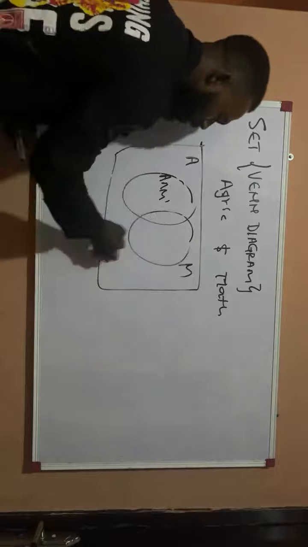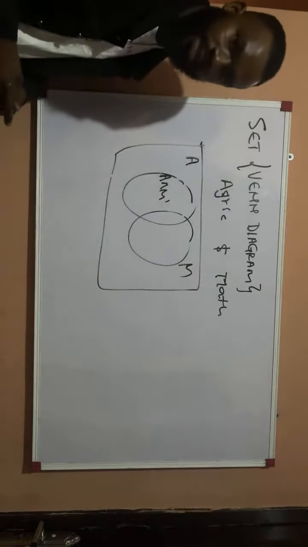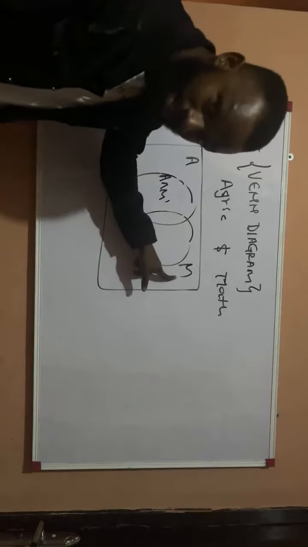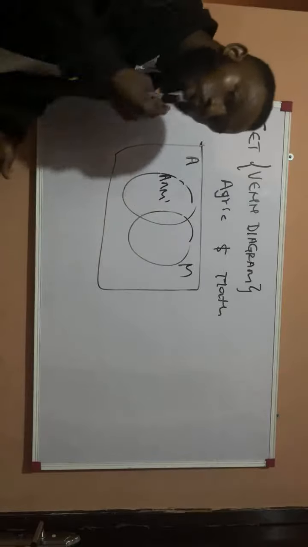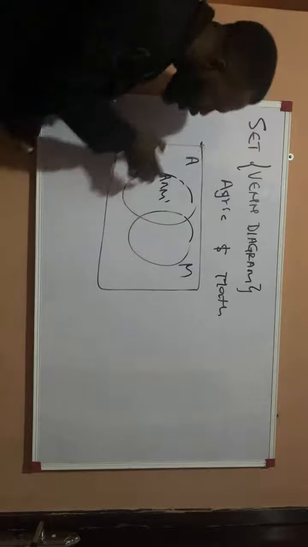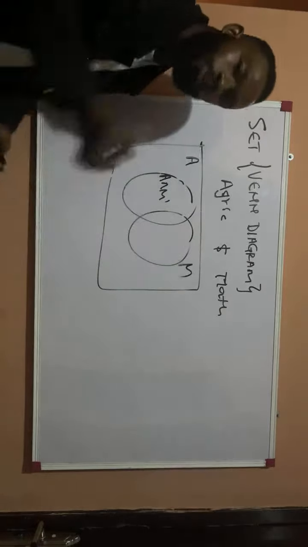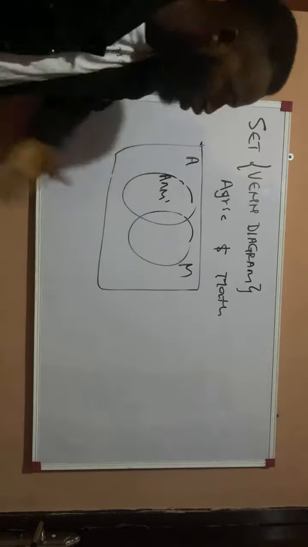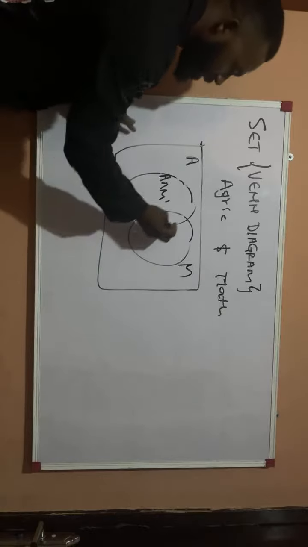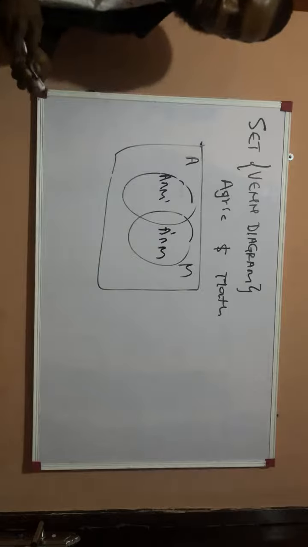Now, also this circle here represents the total number of students that offer mathematics. There is a great difference between students that offer mathematics and students that offer only mathematics. Like I said, students that offer only mathematics don't offer Greek at all. But for students that offer mathematics, it could be that some of them also offer Greek. So how do I write this? This becomes, they don't offer Greek, but they offer mathematics.